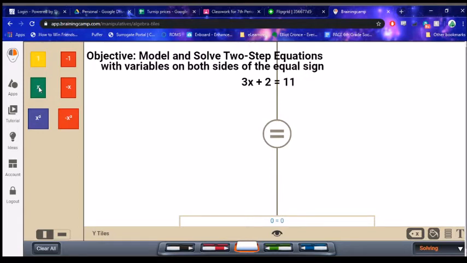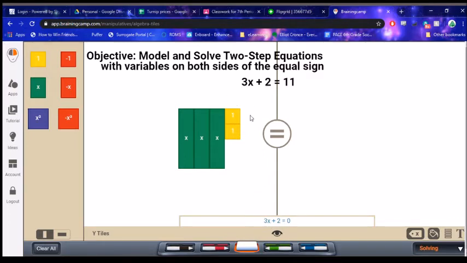I'm going to take 3 of these green bars and put them on the left side of the equal sign. So that's 1x, 2x, 3x. Next I'm going to put my plus 2, and remember these yellow squares represent 1, so that's 1, 2. You can check it here at the bottom. Everything I put on the mat corresponds to this equation here at the bottom. So far the left side of the equation is looking like the equation on the bottom, so now we need to make the right side match.